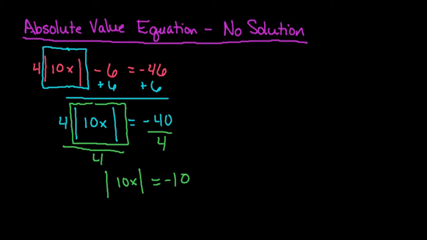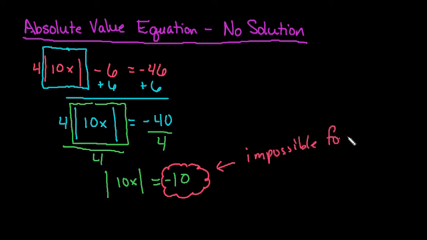Now, if you remember, the definition of absolute value is the distance from 0. And distance is always positive. Even if you're going backwards, you're still traveling a positive distance. So since it is impossible to have a negative distance, and that's all absolute value is, it's impossible for a negative.